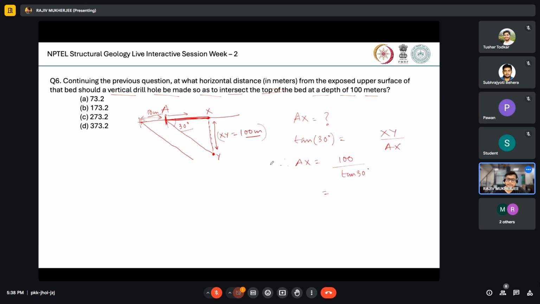That is why I told hypotenuse, that will be the perpendicular. Sorry. Yes, XY is the perpendicular, AY is the hypotenuse. So the correct answer is option B. Okay, this was the sixth question. We have four more questions to go. I hope we can cover them in time.